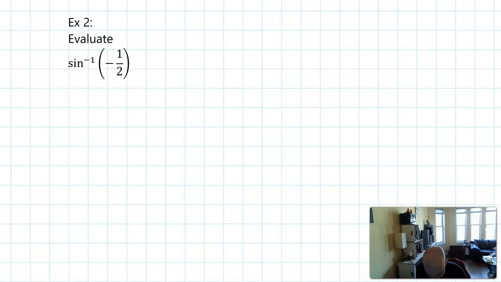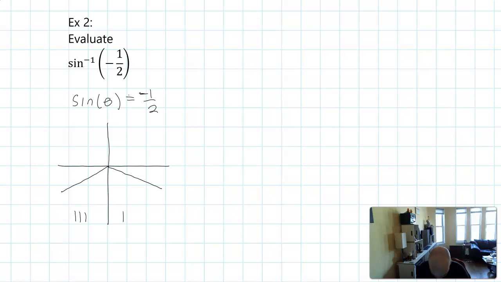Let's evaluate sine inverse of -1/2. This is saying there's some angle theta where the sine of theta is equal to -1/2. I again think about the unit circle, and about those 30-degree or pi over 6 angles, but now down in quadrants 3 and 4, because those correlate with y being negative. So I'd have a -1 over 2 here and a -1 over 2 here.